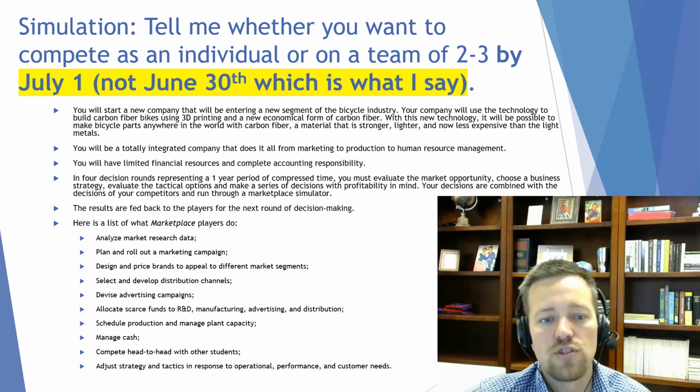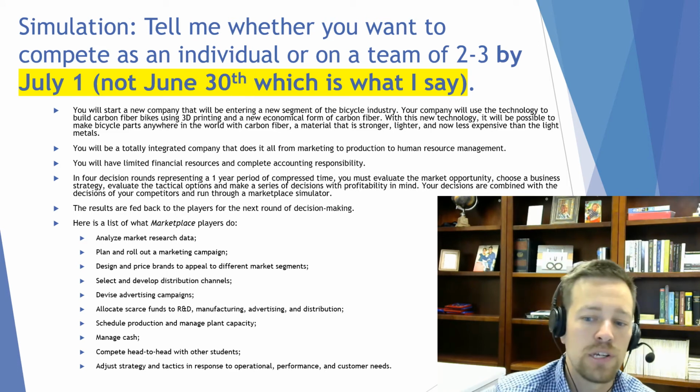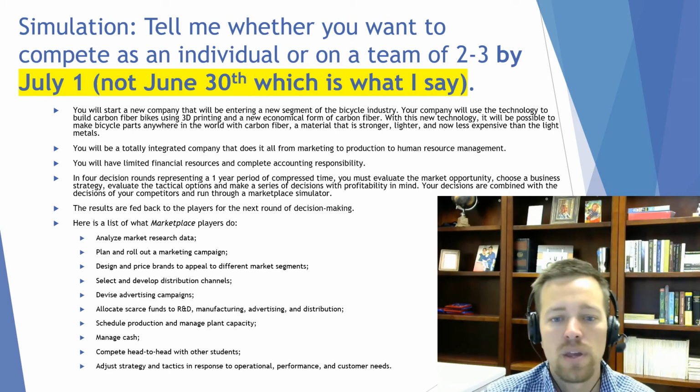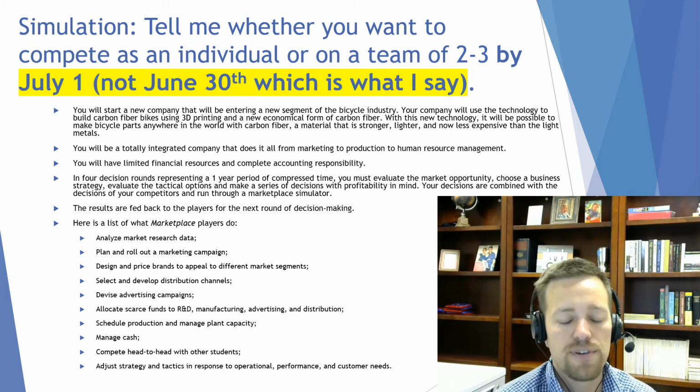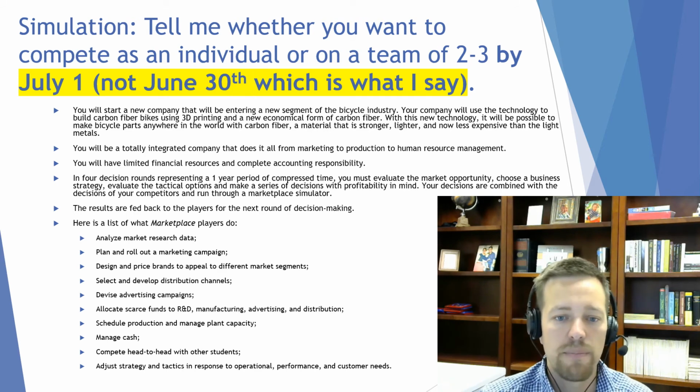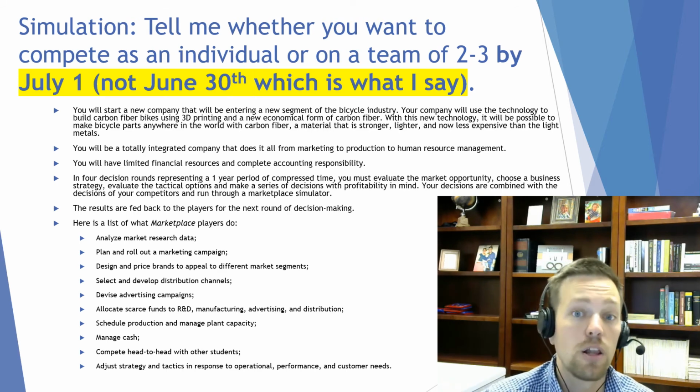In 4 decision rounds representing a 1-year period, so basically we're going to do a year in a month, because each period is going to be about a week, you need to evaluate the market opportunity, choose a business strategy, evaluate a lot of different tactics, which are like smaller scale decisions, and then make decisions with the goal of profitability.